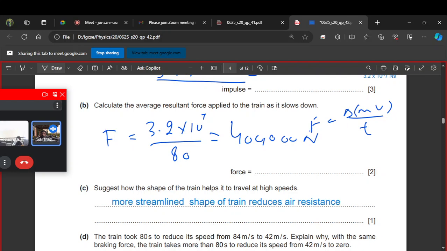Yes, sir. Okay. Next question says: the train took 80 seconds to reduce its speed from 84 to 42. Explain why, with the same braking force, the train takes more than 80 seconds to reduce its speed from 42 meters per second to 0. Why?